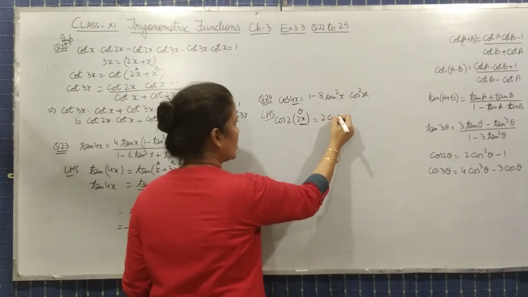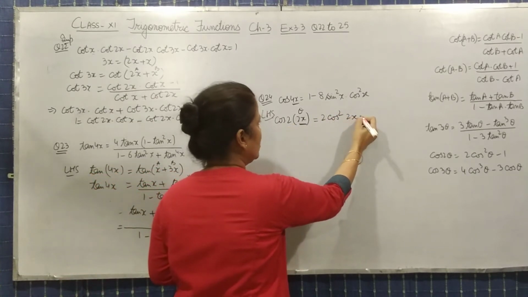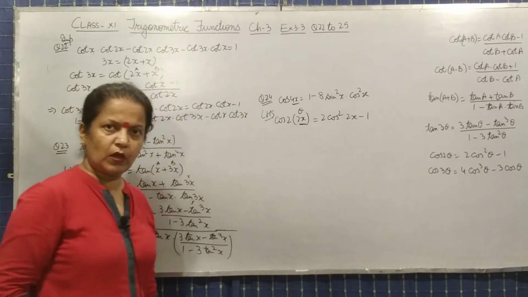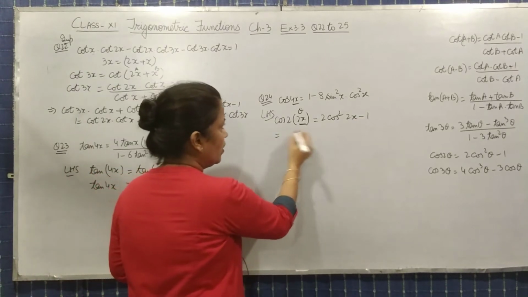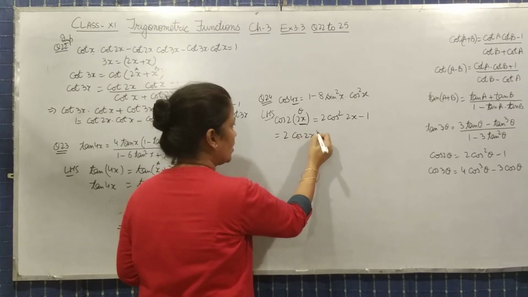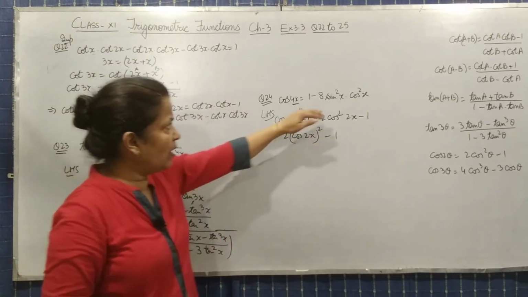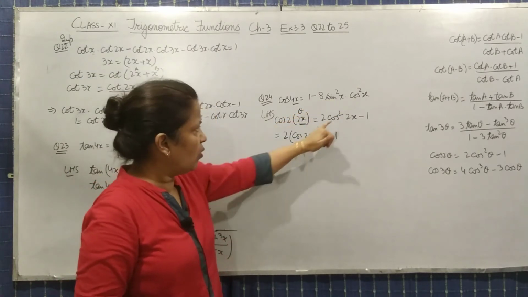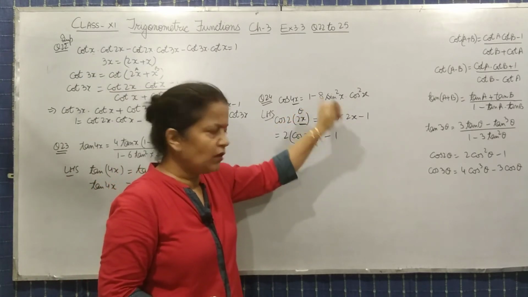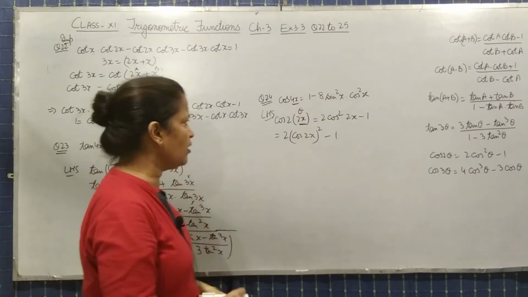2 cos square theta, what is it? It is 2x. So 2 cos 2x minus 1. Now this part, 2 cos 2x, we can write as a whole square also. We need to get that. So this power 2 we can take as a whole square also. This concept you did in your 10th class.